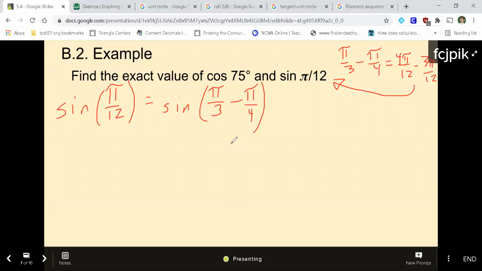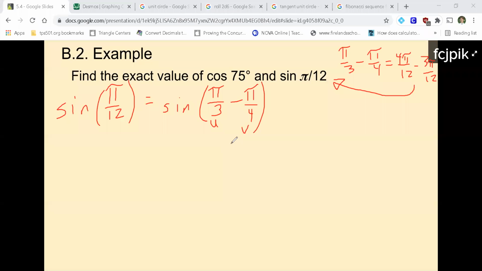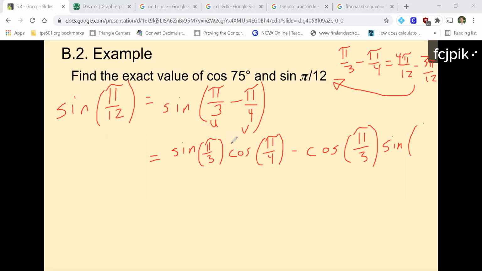All right, and now this is just using the formula, again, where this is u and this is v. So this becomes the sine of pi over 3 times the cosine of pi over 4 minus the cosine of pi over 3 times the sine of pi over 4. And now each of those you can find on the unit circle.